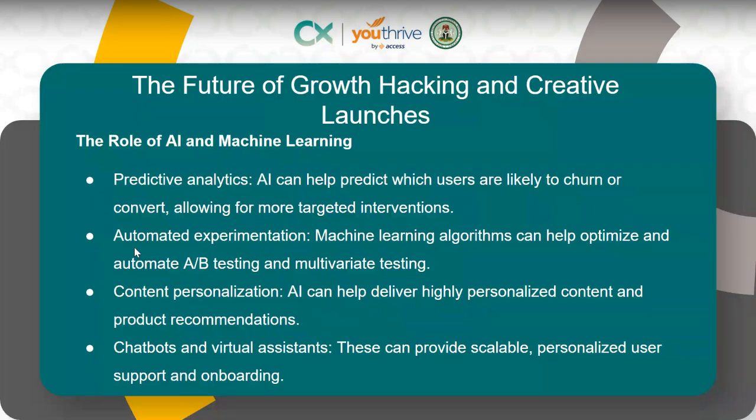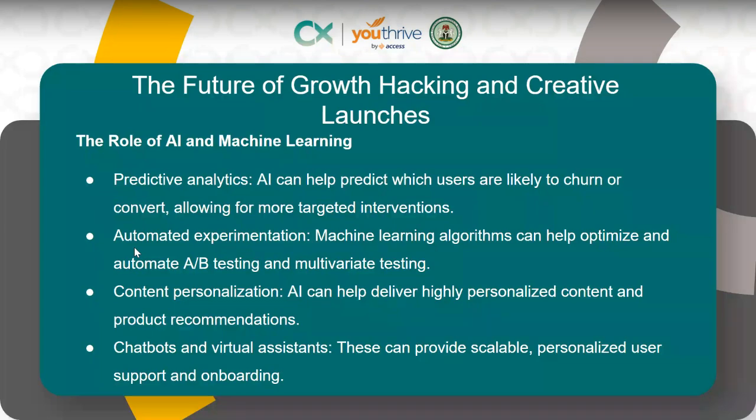Imagine having that, allowing more targeted intervention. Imagine you have AI that can help you predict which user is likely to churn or convert. You know who to focus your attention on the most. All right, so automated experimentation. Machine learning and algorithms can help you optimize your A/B testing and multivariate testing.